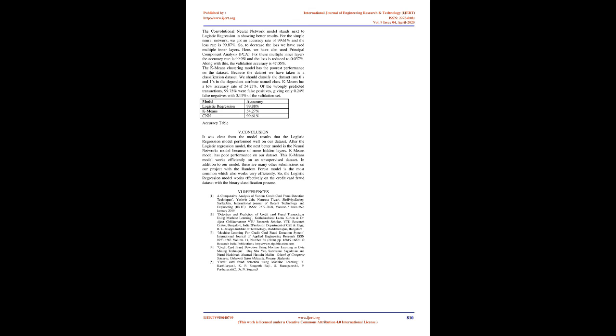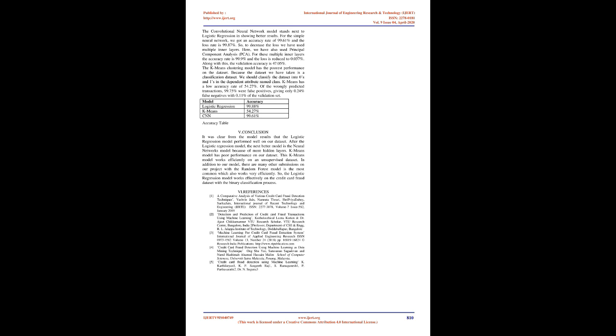The k-means clustering model has the poorest performance on the dataset, because the dataset we have taken is a classification dataset. We should classify the dataset into zeros and ones in the dependent attribute named class. K-means has a low accuracy rate of 54.27%. Of the wrongly predicted transactions, 99.75% were false positives, giving only 0.24% false negatives with 0.11% of the validation set.